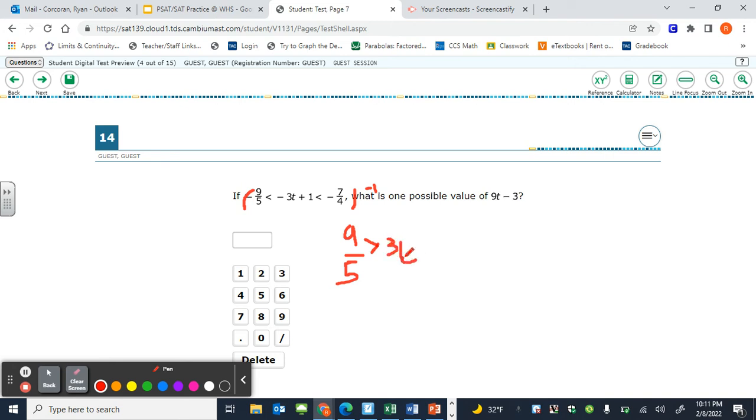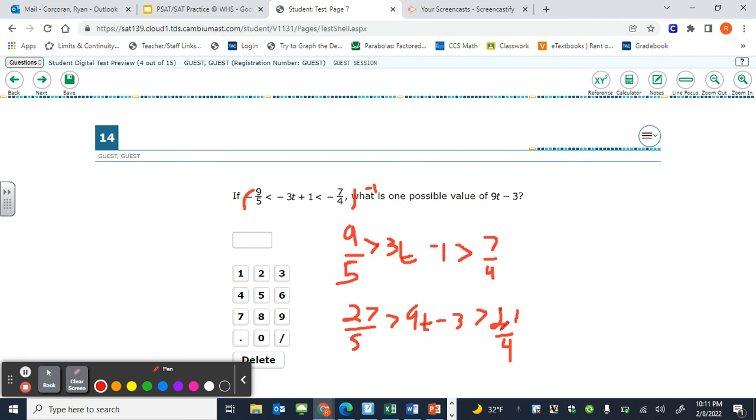So it'd be like 3t minus 1 is greater than 7/4. And then you can multiply 9/5, 3t minus 1, and 7/4 all by 3. We get 27/5 is less than 9t minus 3, which is less than 21/4. So I'm thinking of a number that's between 21/4 and 27/5.